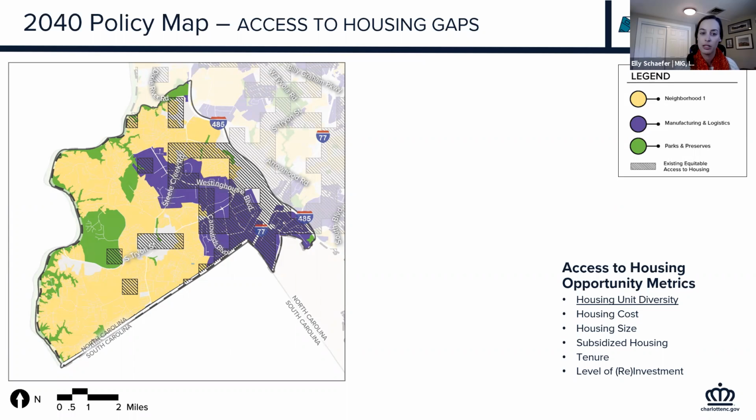This step in the mapping approach was focused on making place type recommendations that would provide better opportunity to housing unit diversity. The items that aren't underlined on the slide can really happen within any neighborhood, and therefore other tools outside of place types will be explored to help address those gaps.